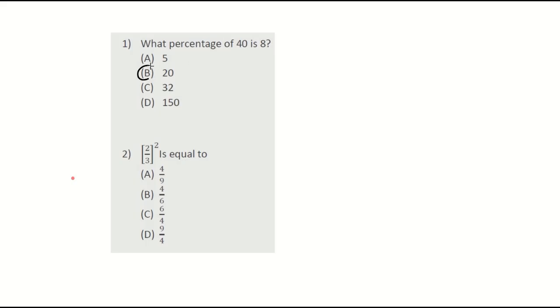That is a repeated question. The answer is B, right? 2 over 3 squared is 2 over 3 multiplied by 2 over 3, which is 4 over 9. So that would be A.